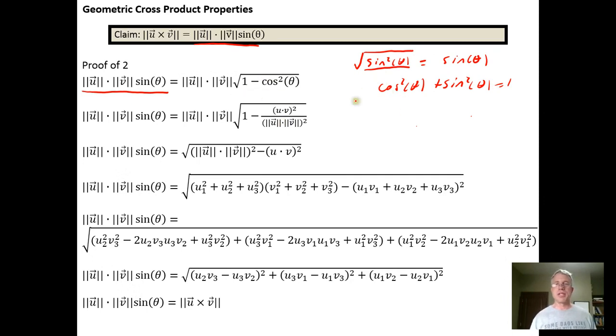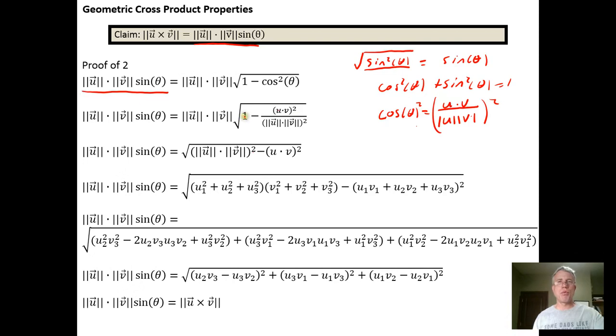And then the jump to the next step is based on a previous result. We showed in a previous video that the cosine of theta has to equal the dot product of u and v divided by the size of u times the size of v. So if I have a cosine squared sitting in here, if I square both sides, I'm going to get exactly what I see sitting here. So we're just substituting based on a previous result. And then the next step, the move from here to here, is just take the stuff under the radical sign and find a common denominator.